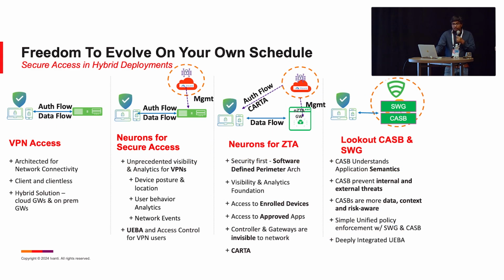And finally, what are we really giving to you guys? It is really the freedom to evolve at your own schedule, where at every single step there is a concrete value, where going from VPN to ZTNA is not a single step migration process. You just have to connect to Neurons. You get a lot of visibility through Neurons. Then you can at a per app level start migrating to ZTNA.